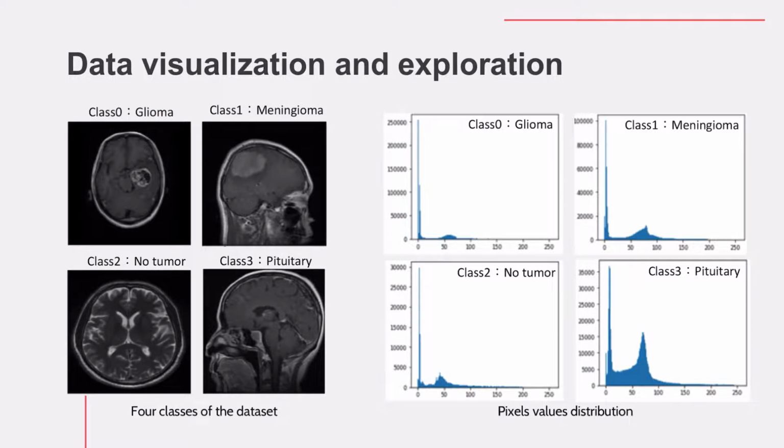On the left-hand side, there are 4 images representing our 4 classes. Class 0, glioma. Class 1, meningioma. Class 2, no tumor. Class 3, pituitary. And the right-hand side are the 4 plots of each pixel's value distribution according to the 4 classes. Data visualization makes us clearly get familiar with our dataset.